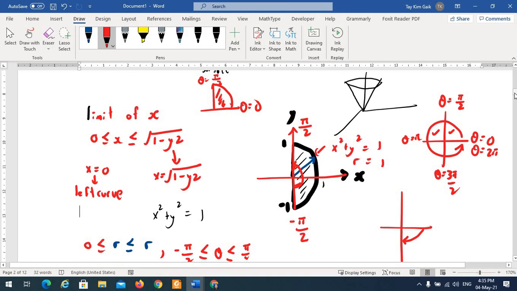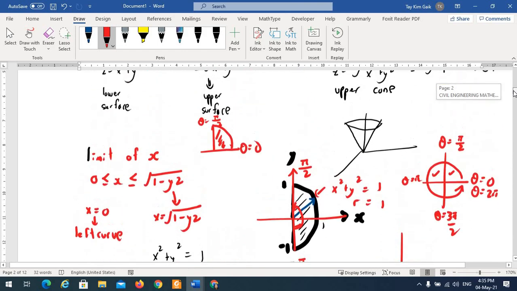Because if theta is measured positive, it is anti-clockwise. If we measure from negative pi over 2, negative means theta is measured clockwise. So for the fourth and the first quadrant, you put the angle negative pi over 2 to positive pi over 2. And r comes from x squared plus y squared equal to 1. So, is it okay?